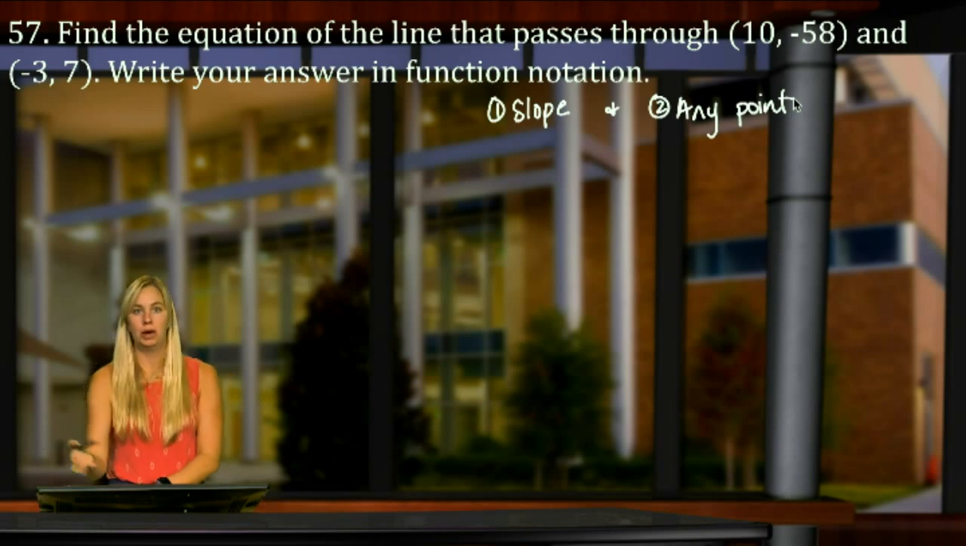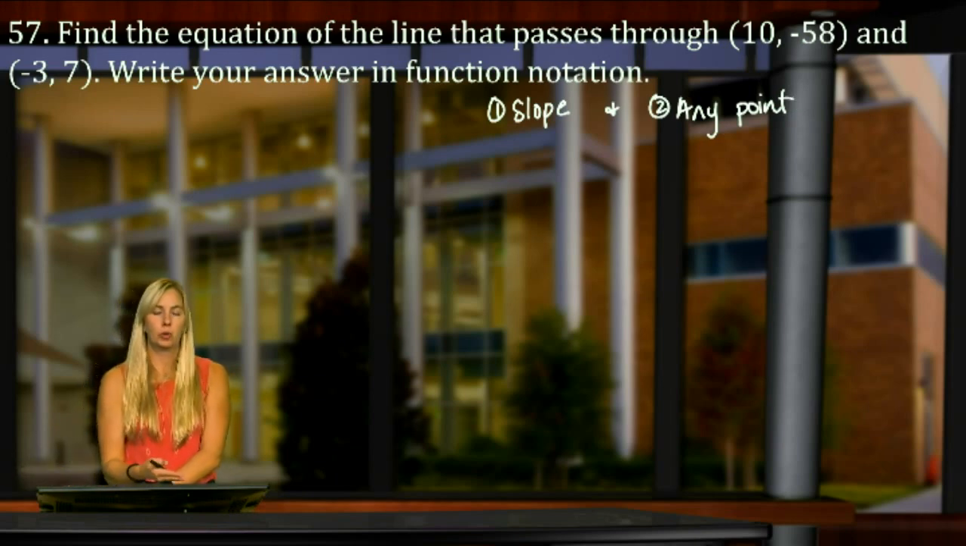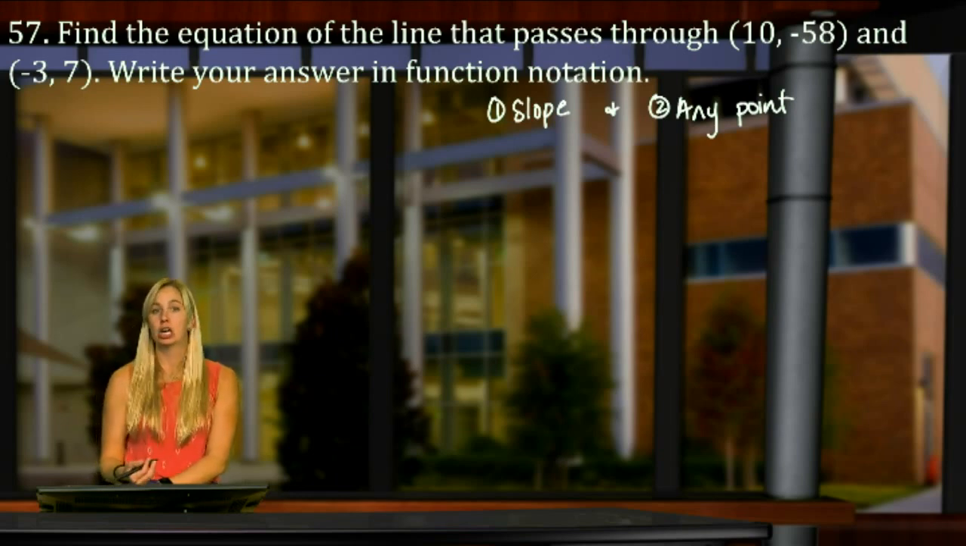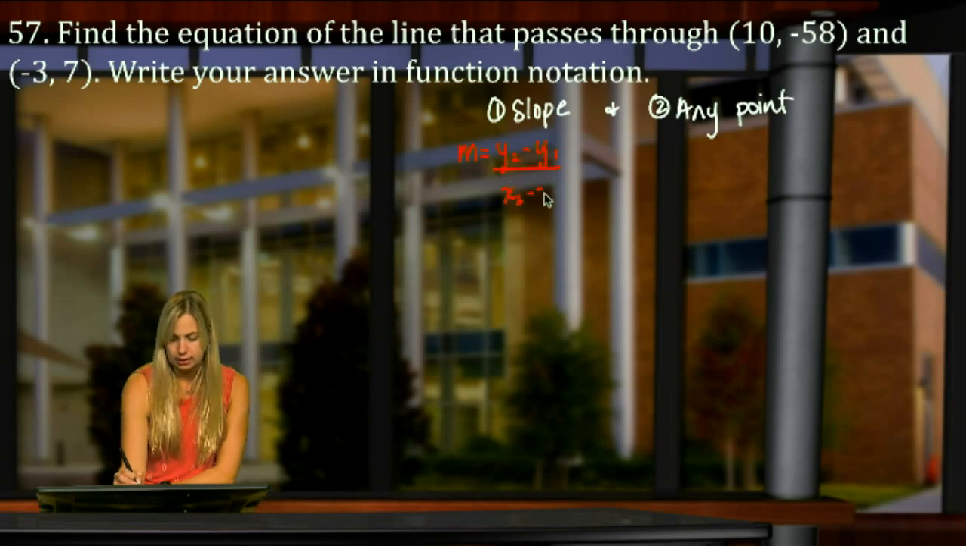Now we're given 2 points, so that second requirement is satisfied. But what about slope? We're not given the slope explicitly, so we need to find the slope. And we're going to use the slope formula to do that. My slope formula is y2 minus y1 over x2 minus x1.